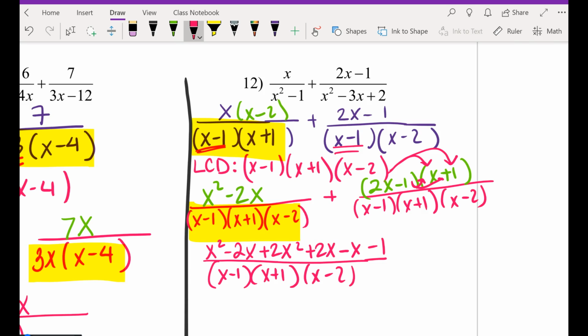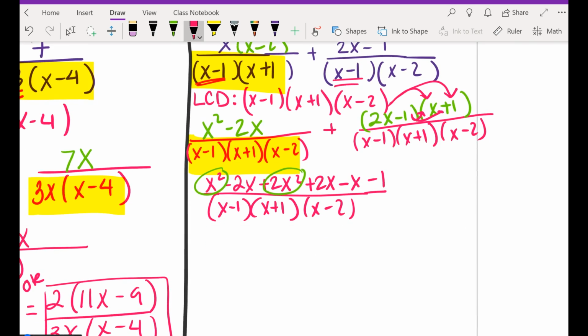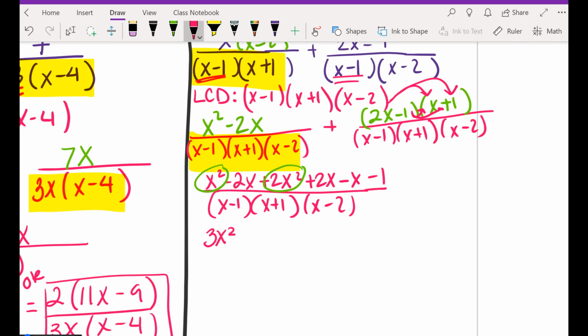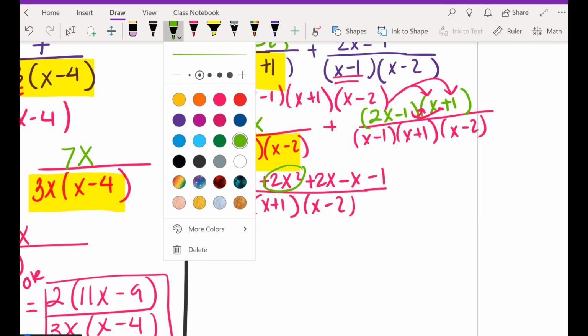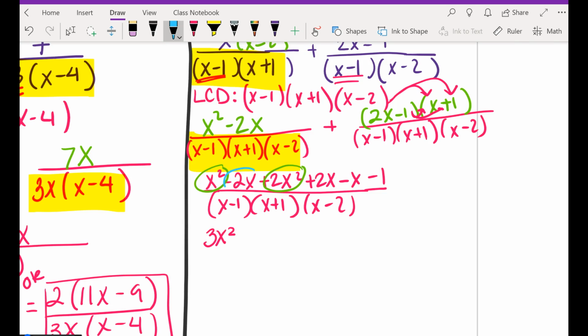Okay. Anything on the top that we can combine? Aaron, any square terms that we can combine? X squared and then 2x squared. Aaron, that would make what? 3x squared. You're right. How about the x's? How many x's, Carly, do we have left? I'm going to change color. All right, so it looks like we have that negative 2x, a positive 2x, and a negative x, right? That would make a negative x. And then drop the minus 1. And we're going to write the common denominator back down.